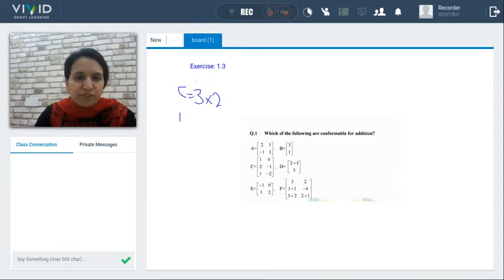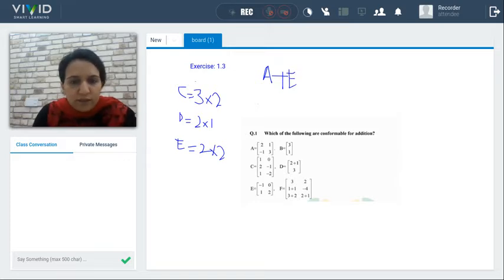Order of D matrix is 2 rows and 1 column. So it is 2 cross 1. Order of E matrix is 2 cross 2. Yes, we can add A and E as they both have the same order. Order of E is 2 cross 2. So we can say that we can add A and E. We can make a statement A plus E.